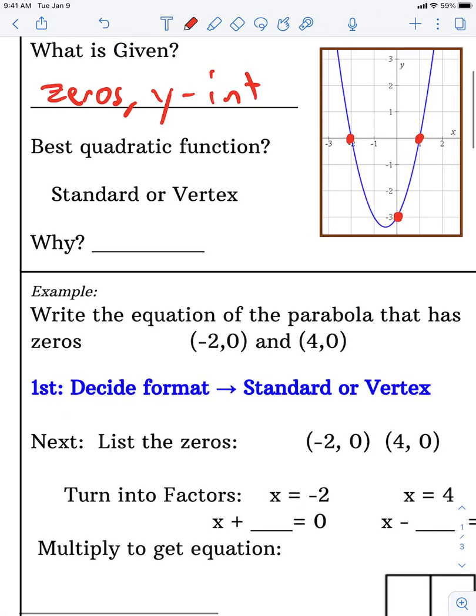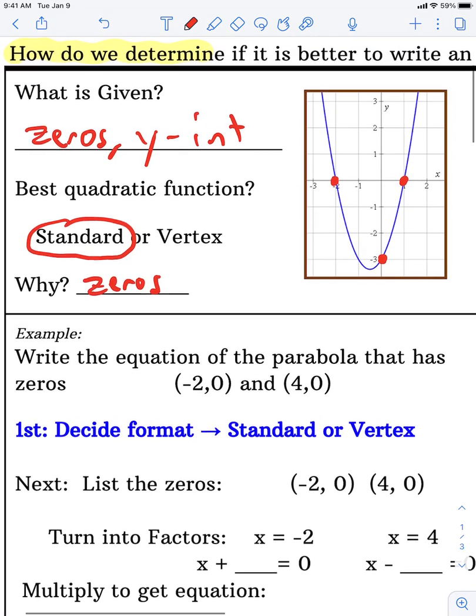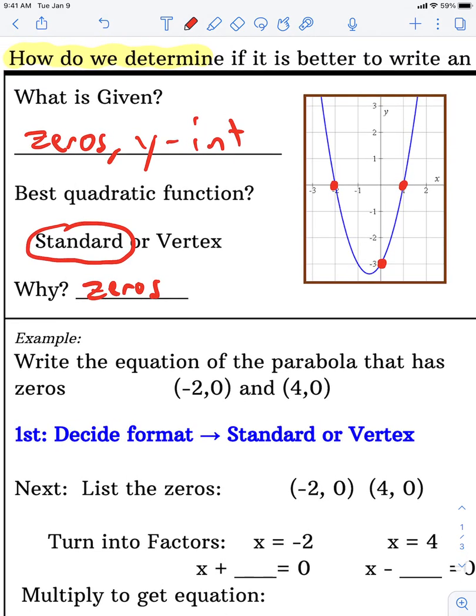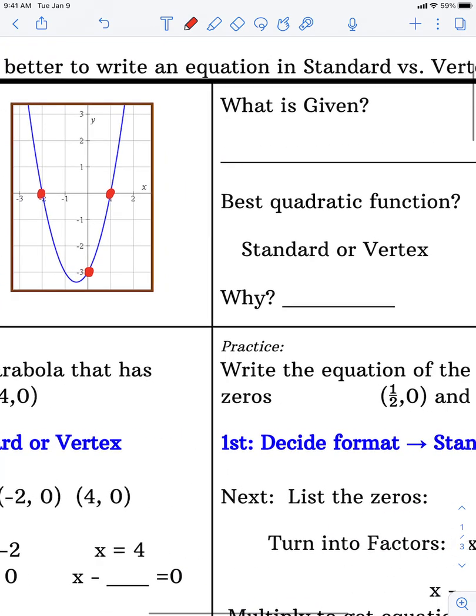So in this case, mainly because I know the zeros, I should be able to turn this into standard form. If you're given a graph and you've got the zeros, it's probably going to be easier to turn that into standard form than it is to vertex form. You can probably figure that out from the name. But we'll look at how we do that in just a second, because look over here.